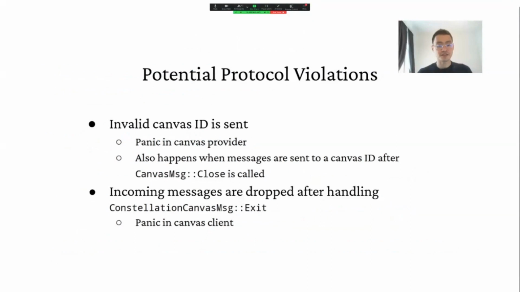From the design of the canvas message types, we can see that there are several flaws that can potentially introduce protocol violations. As we have seen previously, if a client sends an invalid ID to the canvas provider, it can cause panics to be raised in the provider and crash the component. This may happen more commonly than we expect, as a client may accidentally send a message to a canvas that has been previously closed, which would have invalidated the canvas ID. Other than that, if the exit message in constellation canvas message is called, all subsequent messages sent to the canvas pane thread will be dropped, and this will in turn cause panics on the clients.